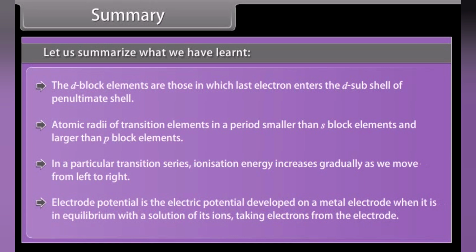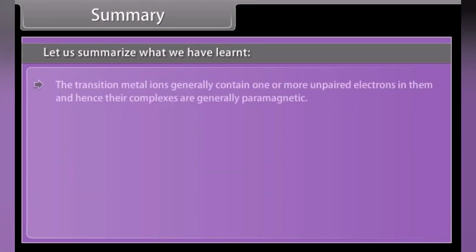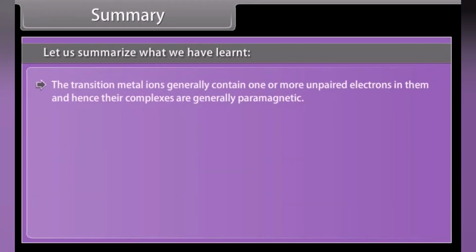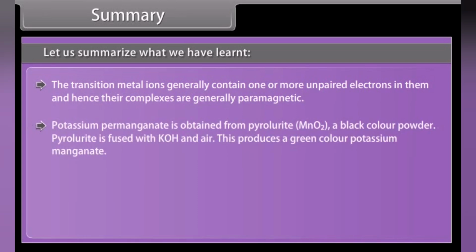Electrode potential is the electric potential developed on a metal electrode when it is in equilibrium with a solution of its ions, taking electrons from the electrode. The transition metal ions generally contain one or more unpaired electrons in them, and hence their complexes are generally paramagnetic. Potassium permanganate is obtained from pyrolusite, a black color powder.